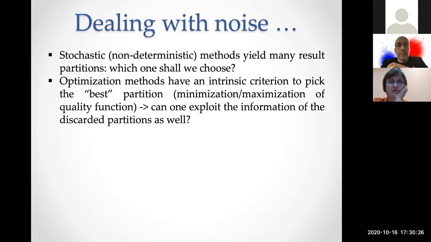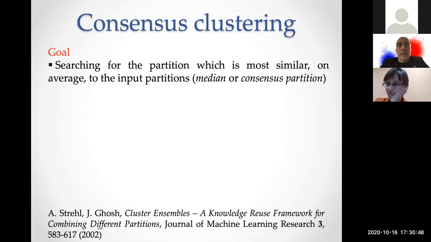What I'm going to show you here is that you can actually also use the suboptimal partitions that you get by running the procedure multiple times on the same data set, and obtain more precise, more robust results by doing that. This is an idea that dates back to a paper in 2002 by computer scientists, in the Journal of Machine Learning Research, Strehl and Ghosh.